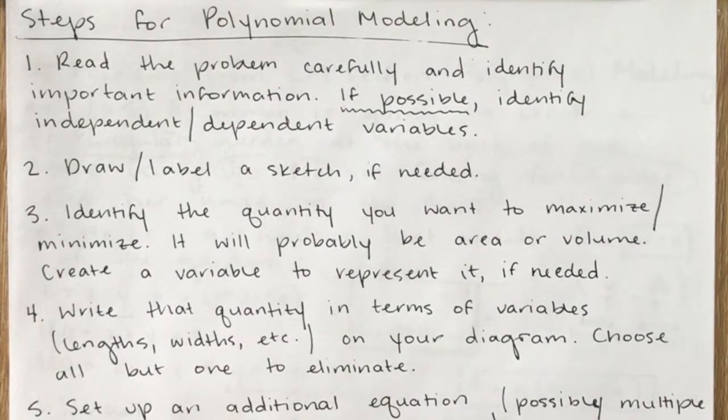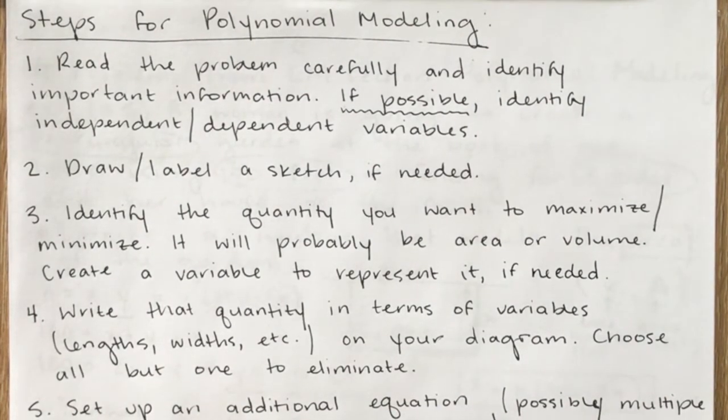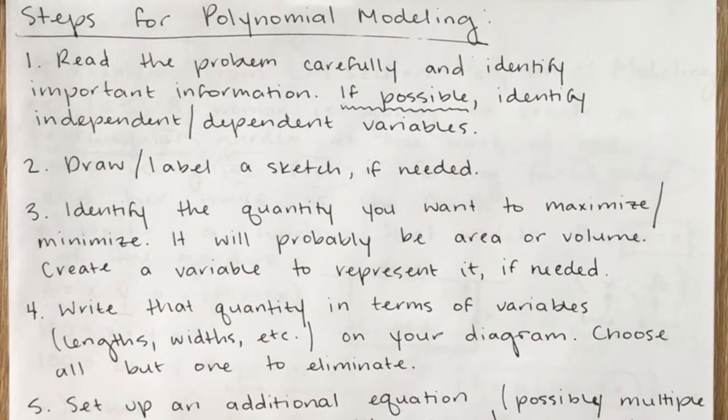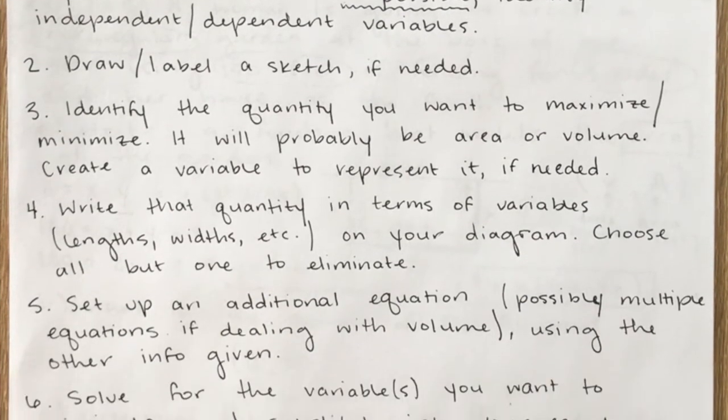Okay, next we want to write that quantity, right? It's probably area. Most of the ones that we'll see will be area. So write area in terms of the variables, lengths and widths on your diagram. That's what we did last time, right? We wrote A in terms of x and y, and the area was x times y. We want to choose all but one of those variables to eliminate. The way we do that is by setting up our second equation.